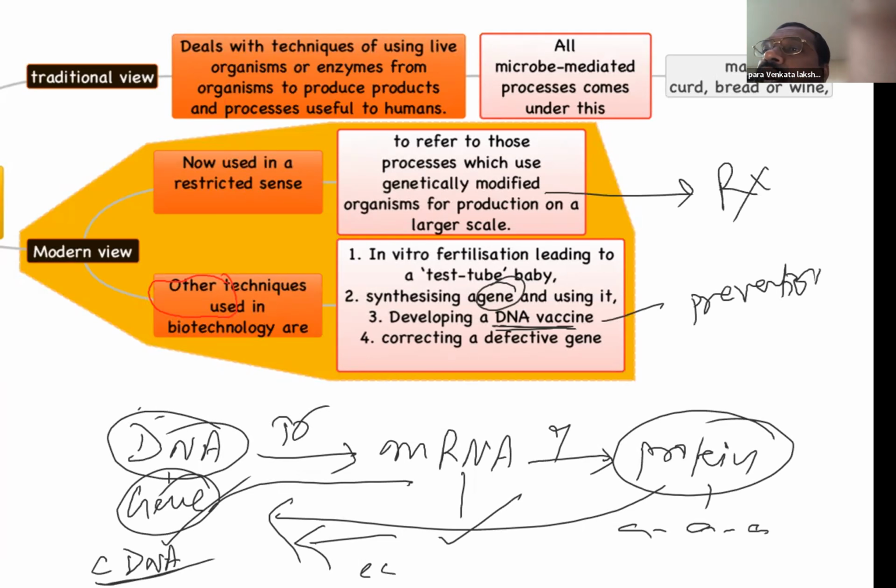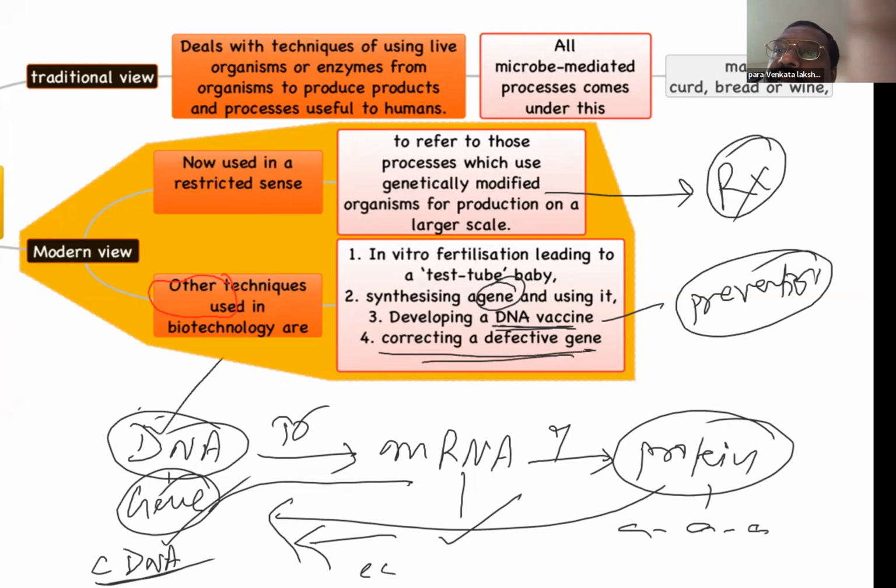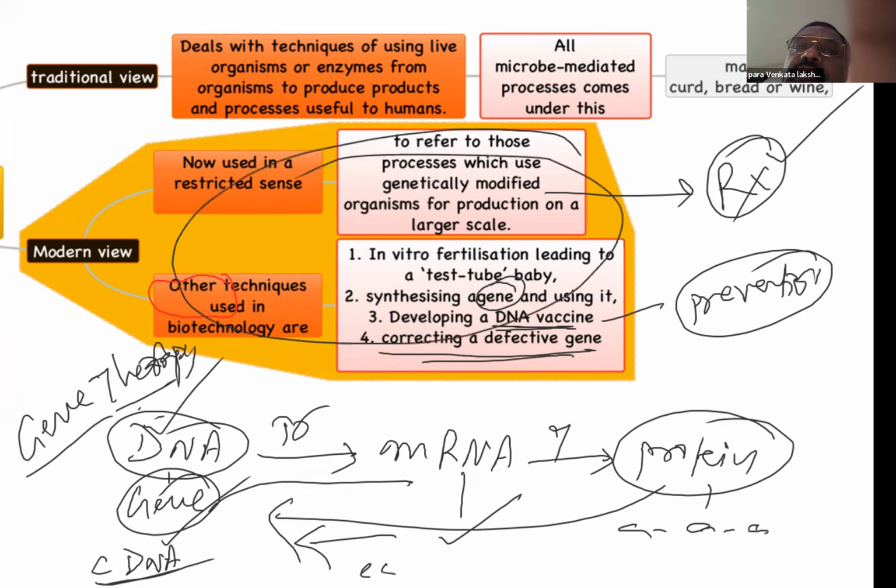So if there is any short note question on discuss the different recombinant DNA technology products which are helpful in medicine, you can mention some of the products here in the treatment. And this is also treatment. If there is any problem here in the gene, then you can correct that through this gene therapy. This is also important in the treatment of the diseases like this. So all these things come under this modern view.